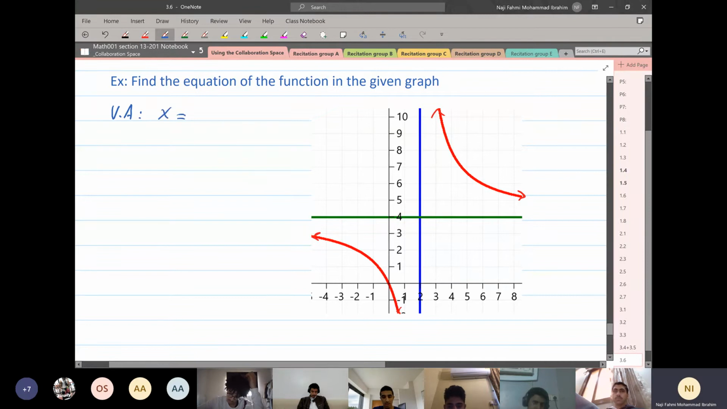Y equals... the vertical asymptote is x equals 2. What about the horizontal asymptote in our graph? Y equals 4. Now let's form the function.